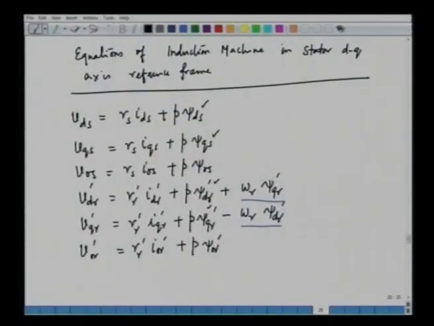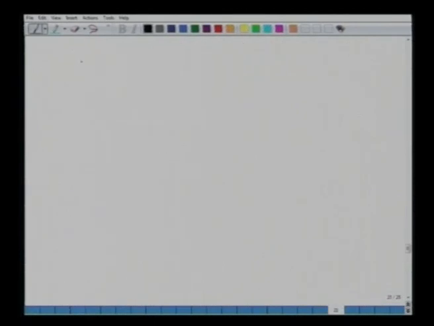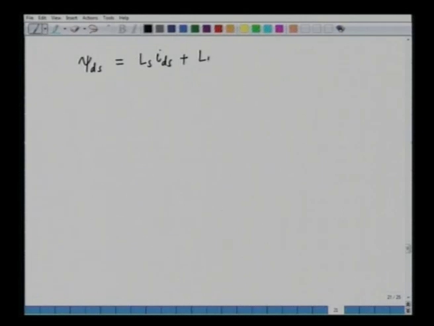So, we can write down the flux linkages in terms of the inductances. Now, what are the flux linkages? We have got psi ds. Now, what is psi ds? Psi ds is equal to Ls IDS plus Lm into IDR. Now, what is Lm? Lm is 3/2 times Lms. And what is Ls? Ls, as we have already obtained, is equal to the leakage inductance of the stator plus 3/2 times the magnetizing inductance per phase of the ABC machine. So, this is the Ls, the stator inductance of the DQ machine.